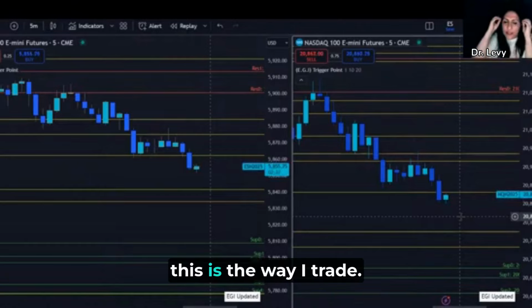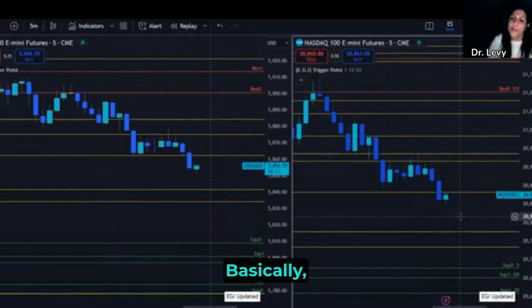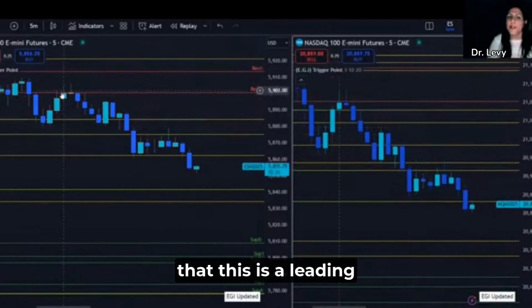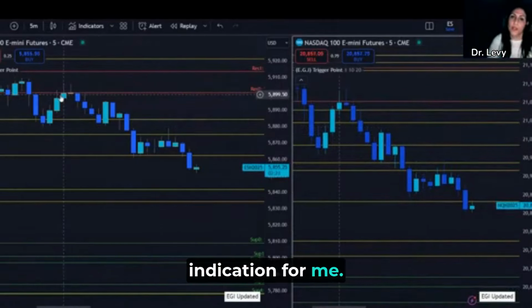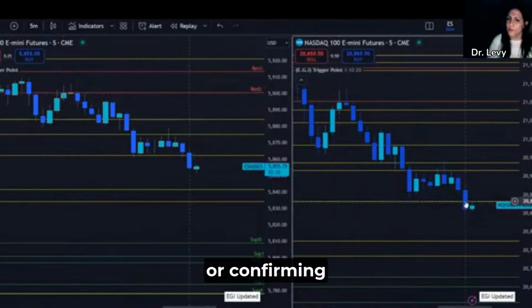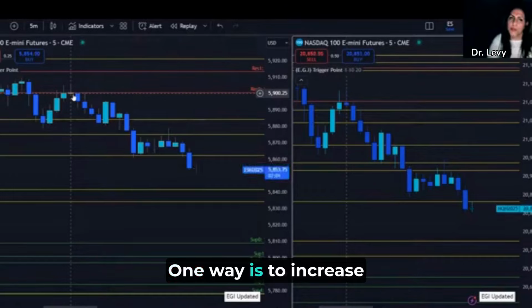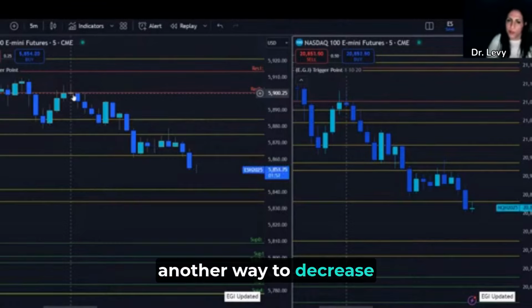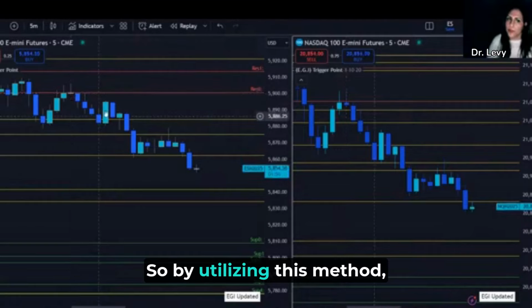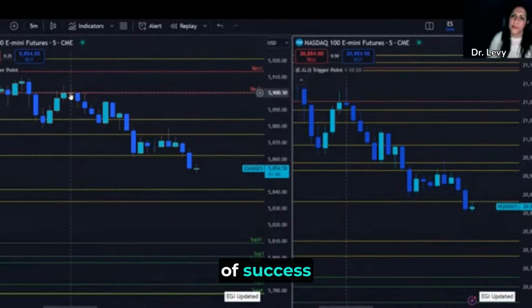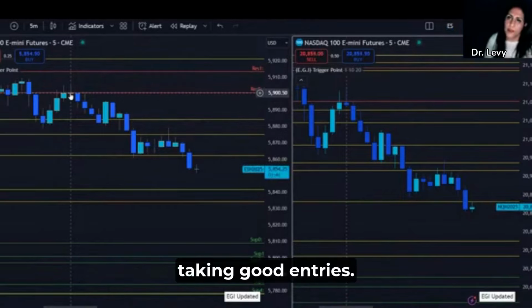Okay guys, this is the way I trade, basically. I always look at the reaction of two correlated assets, claiming that this is a leading indication for me, either to avoid bad entries or confirm good entries. There are two ways to get profitable, guys. One way is to increase the successful trades, and another way is to decrease the bad trades. So by utilizing this method, you can avoid bad entries and you can increase the probability of success taking good entries.